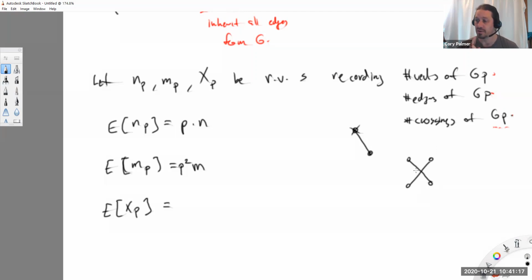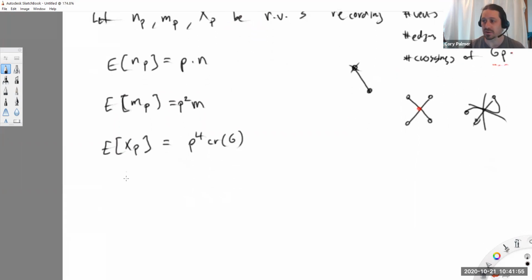This relies on those early facts we talked about crossings, right? If this was an allowed crossing, then you have to talk about keeping the 3 vertices, not the 4 vertices. And then things would be problematic. But we don't allow this scenario. And so a crossing corresponds to 2 edges, which corresponds to 4 vertices. And so each crossing, of which there are cr(G), we keep it with probability p to the 4th. All 4 vertices are maintained, okay? So these 4 expectations are nice and easy to compute based on the number of vertices. Okay, all right. Now we use the crossing lower bound.